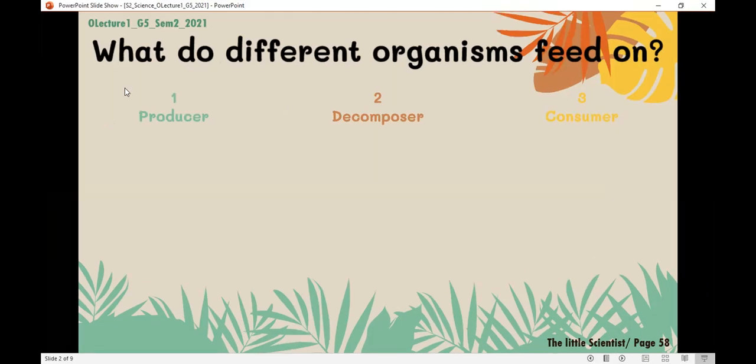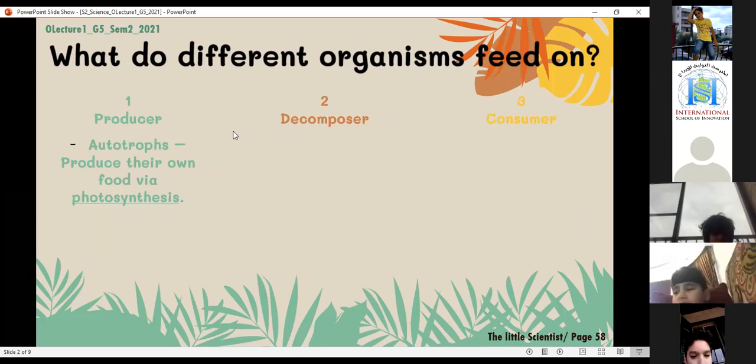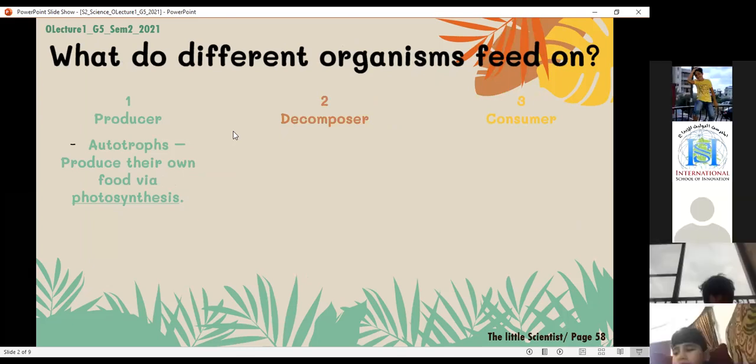Yusuf, what is a producer? They make their own food. Perfect. Producers are also called autotrophs since they produce their own food. And what do we call the food making process? Photosynthesis. Perfect. Who are the producers? What is an example of a producer?